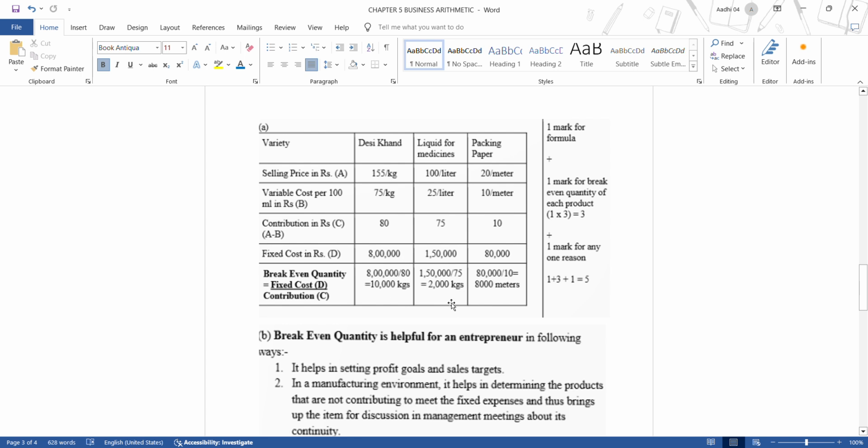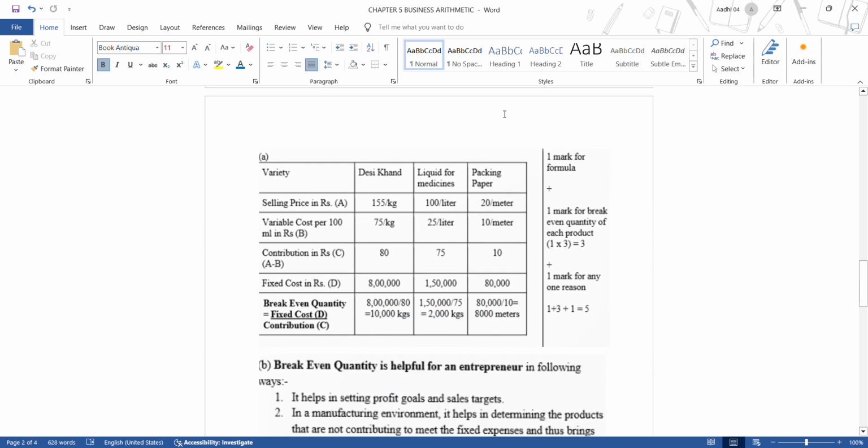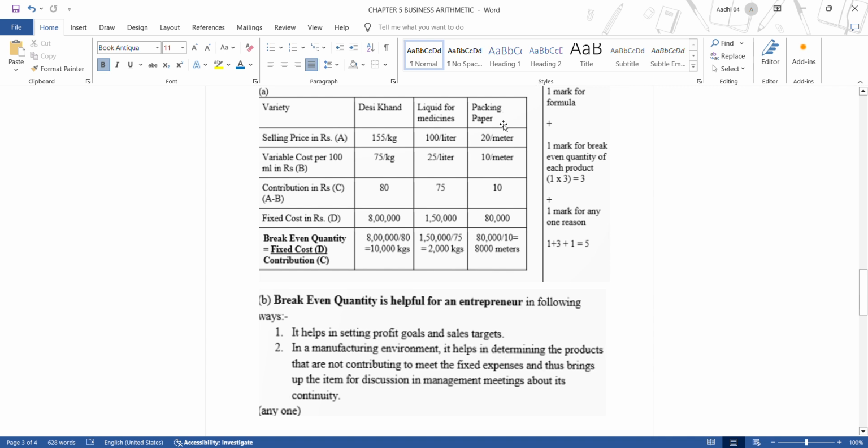Now you have another question. The question is, how is the calculation of break-even quantity helpful for the entrepreneur? So you have to answer by explaining the advantages of break-even quantity for the entrepreneur.